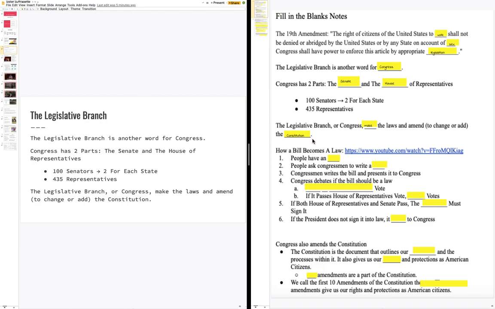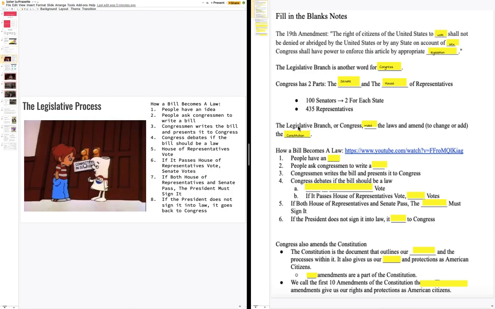So remember, the Constitution outlines our government and gives us our protections as citizens. So if you amend the Constitution, then you're talking about the rights of citizens and our government. This is when you would pause and watch this Schoolhouse Rock video. So pause now.